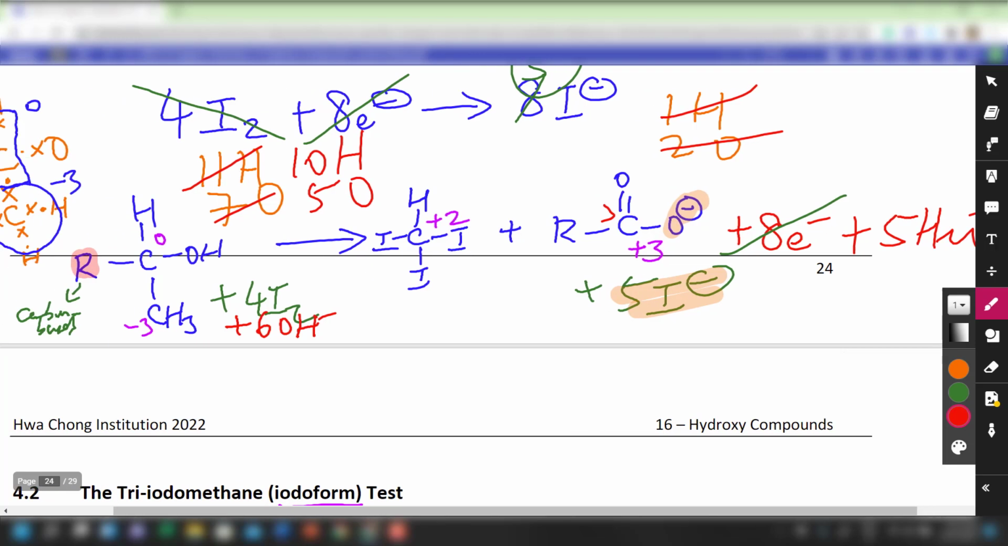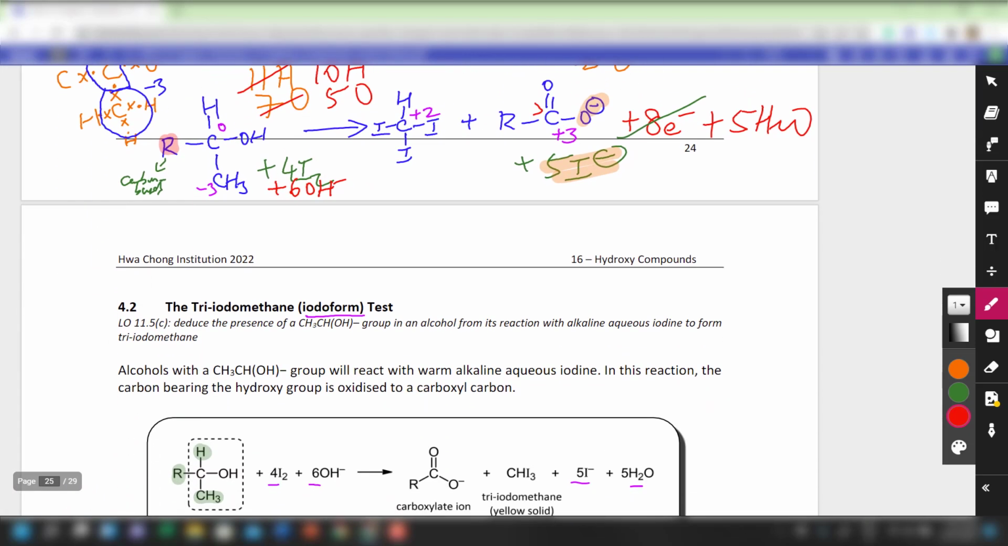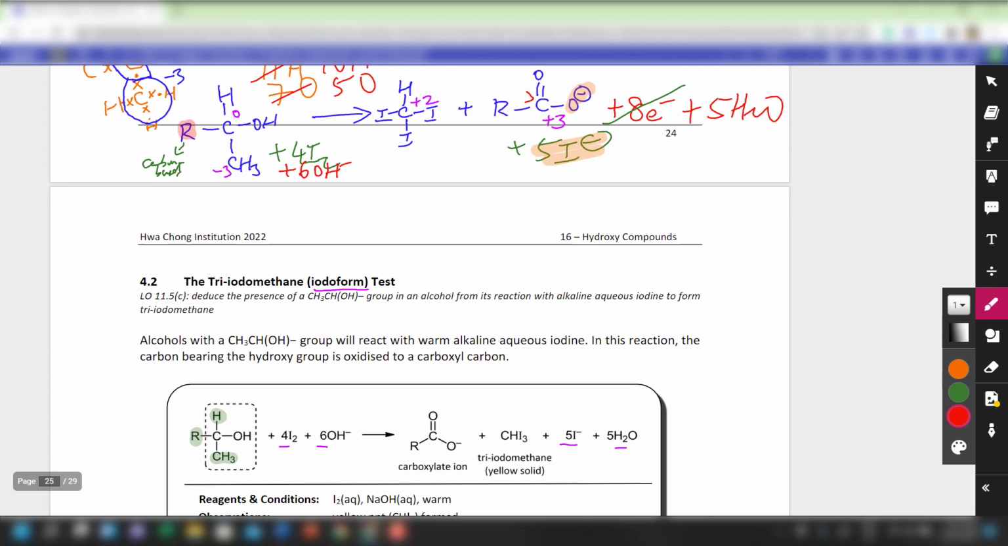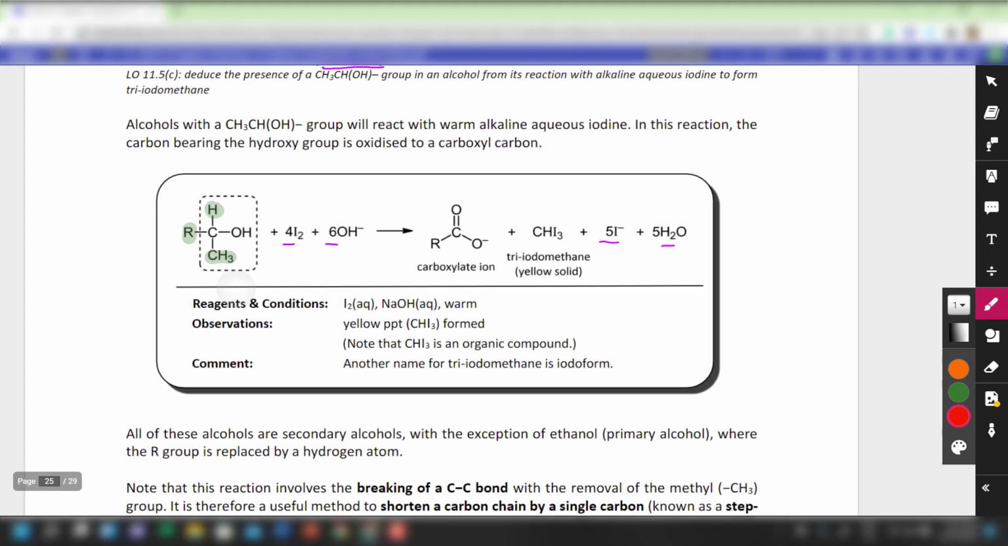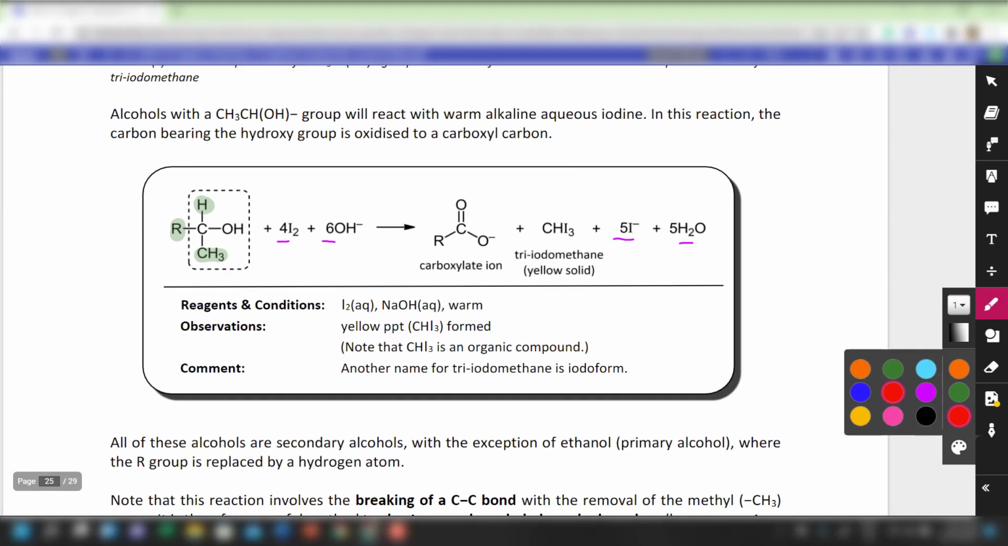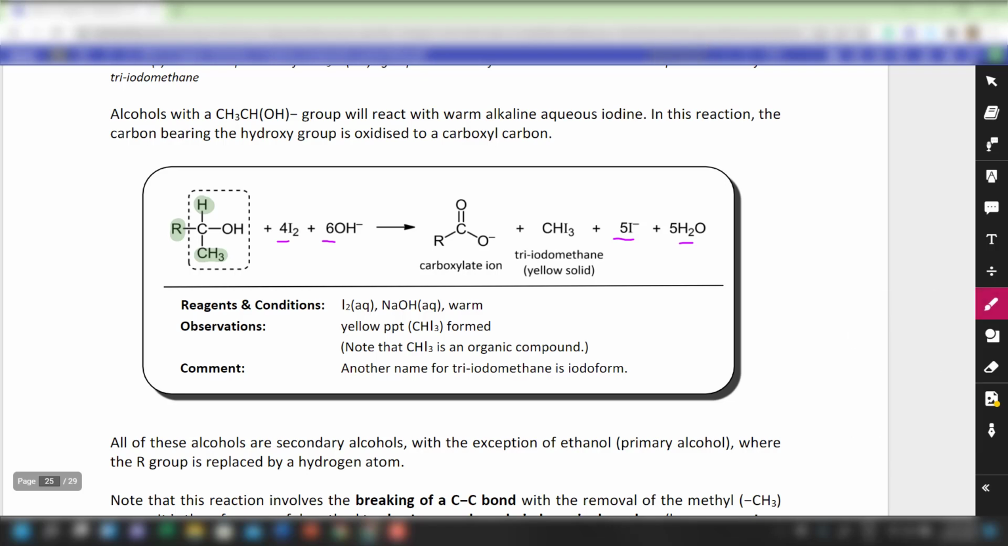Now let's compare the two formulas. Do you realize it's the same? I mean the balanced equation, sorry. It's the same, right? So it's 4, 6, 5, 5. That's how we do the balanced equation for the iodoform test. I know it's very long, it's very complicated. I mean, not complicated, it's tedious. But if you become very proficient and very sharp at doing it, then you realize that it's not as difficult as it sounds.